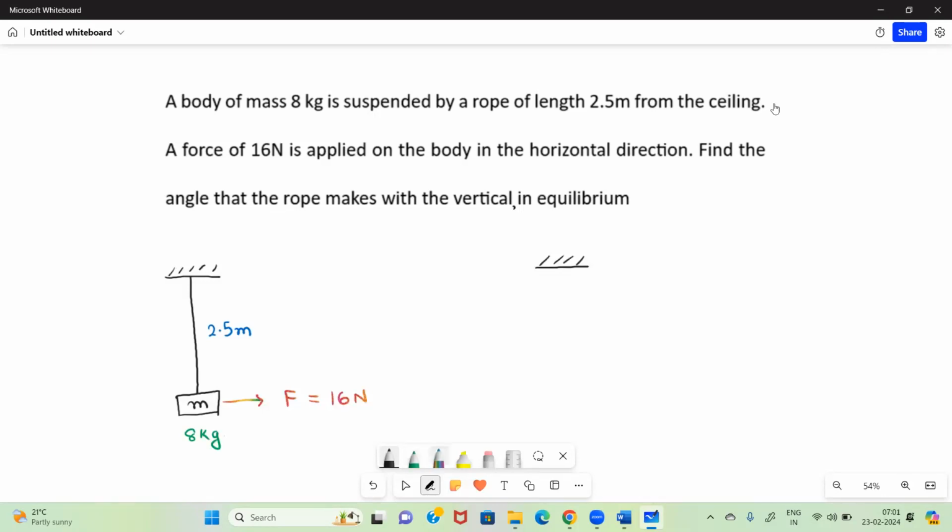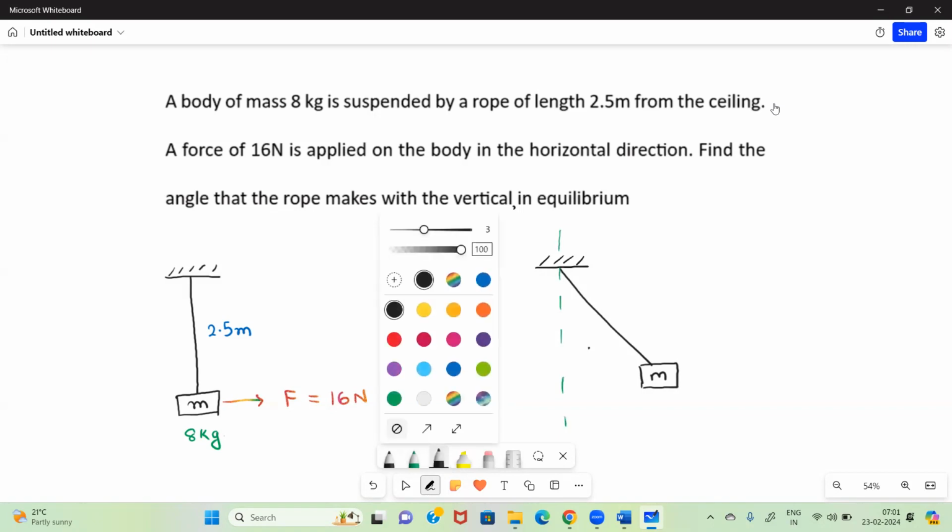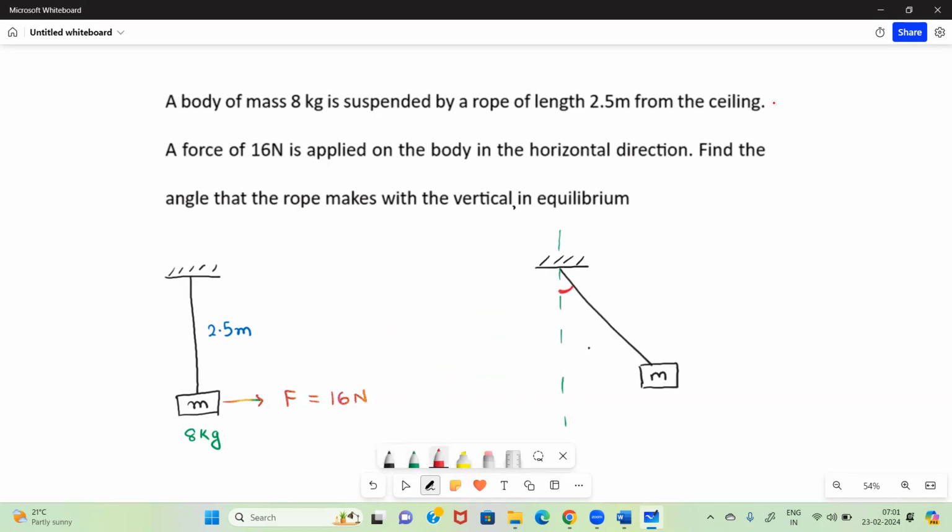So as you can see, because of the applied force, the mass is going to be taking a new position and it is attaining equilibrium in this position. So let's say this is the vertical. Let's say the mass makes an angle of theta with the vertical, which is what we need to find now.